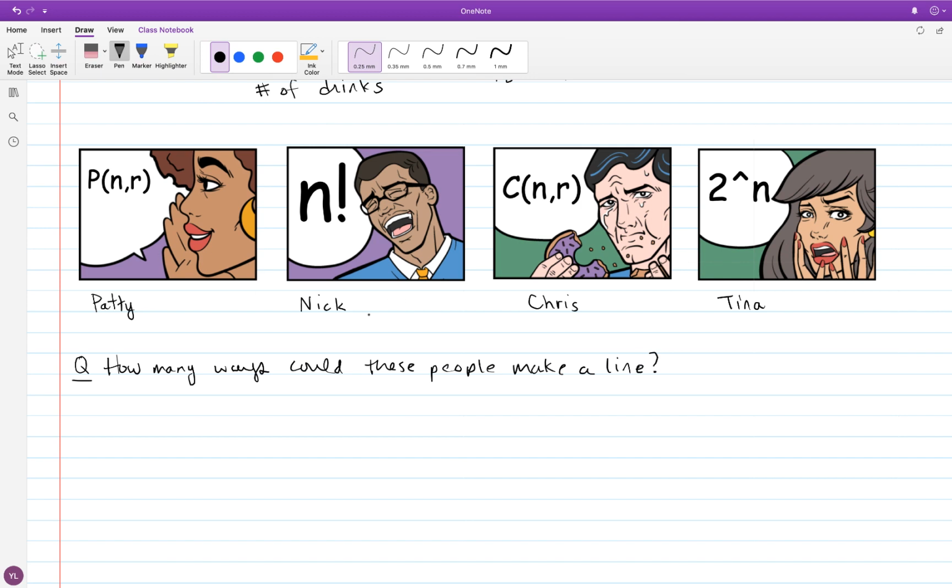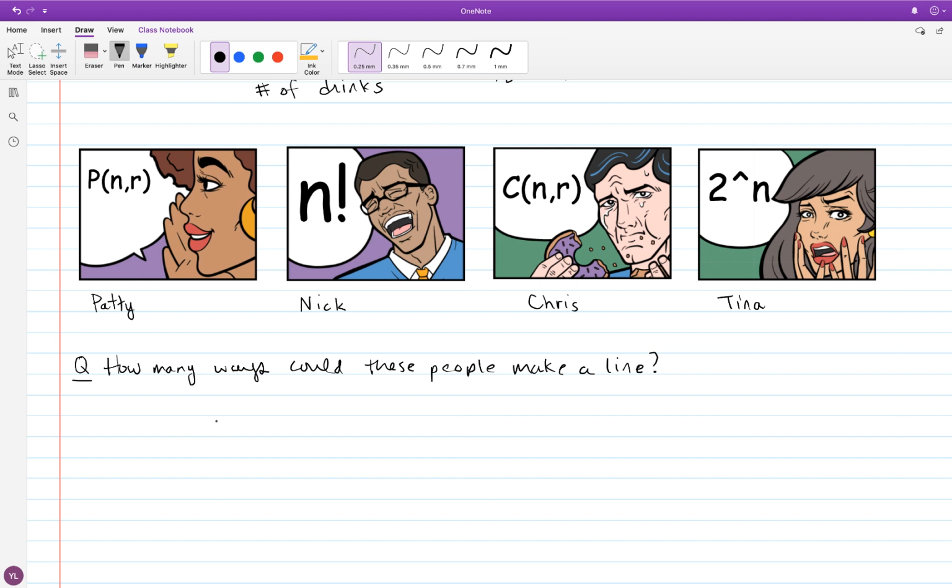Maybe Patty goes first, then Nick, Chris, and Tina. Well, maybe Tina moves to the front of the line, and it's Tina, then Patty, Nick, and Chris. There's many different arrangements that these 4 people could make, right? Well, let's use the multiplication principle to figure out what the answer is, of course.